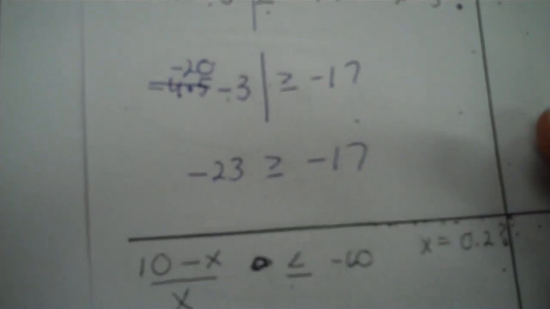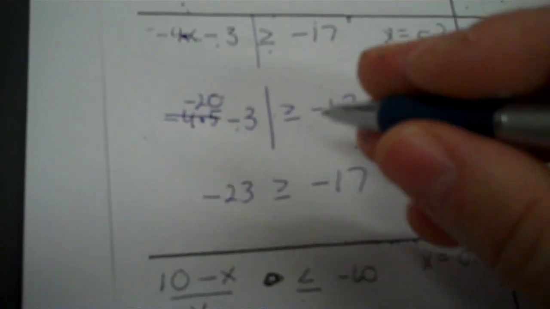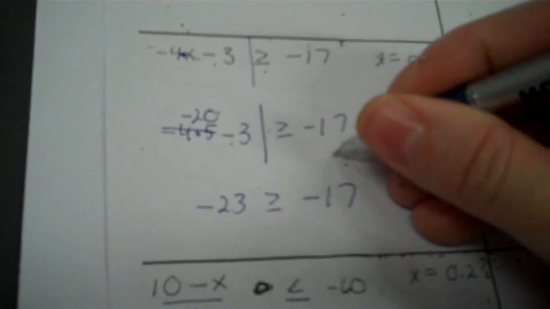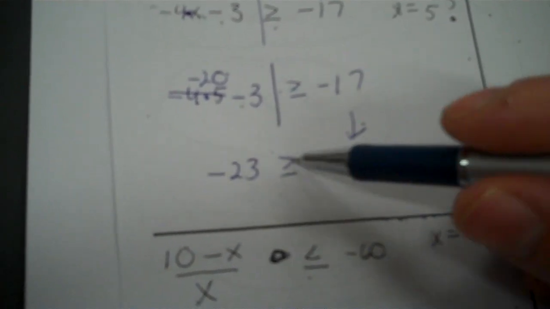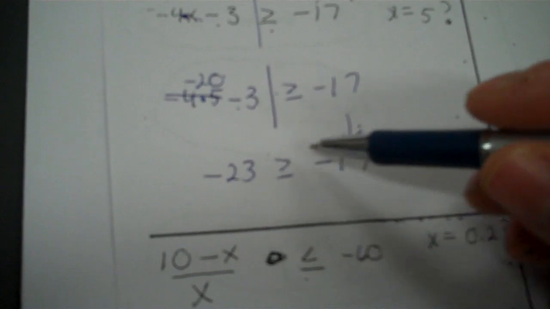Okay, now which one of those is a higher value? Well, they're both negative, but negative 17 is a higher value than negative 23. It's a greater value. So the sign has to eat the bigger number, and it doesn't. The nose is pointing towards a bigger number, but it's eating the smaller number, so that's no. 5 is not a solution to that.